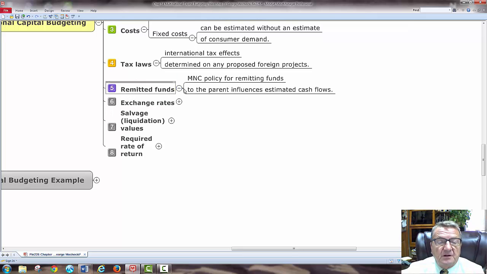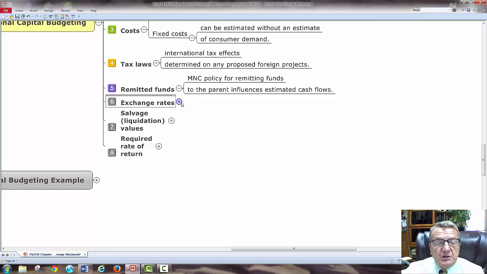Okay, so now I've got that: tax laws, remitted funds, MSC policy for bringing funds back or expending funds. The parent influences estimated cash flows. What time? Is it quarterly, or by the market, when it's the best time to bring it back and forth? Sometimes I have to pay my own bills. I have to show my own quarterly report, so I have to bring it in. Do I bring it in, or do I pass? It depends what my strategy is, what I want to show my stockholders or investors. And sometimes it's Wall Street that's directing it. Oh, you're not making enough money, so now I'm going on the offensive instead of being on the defensive.